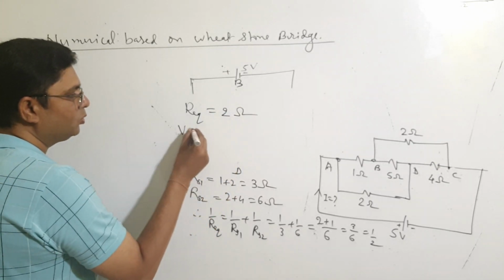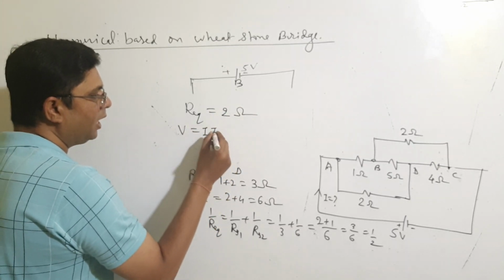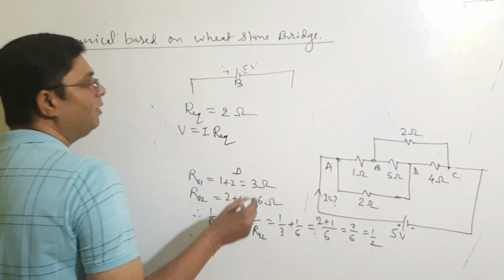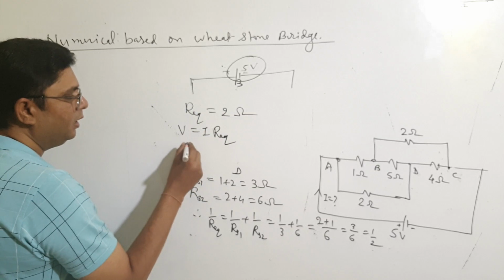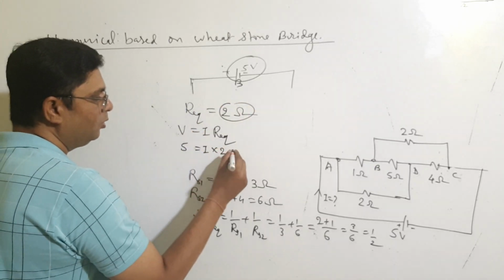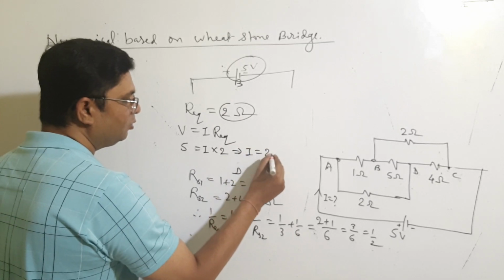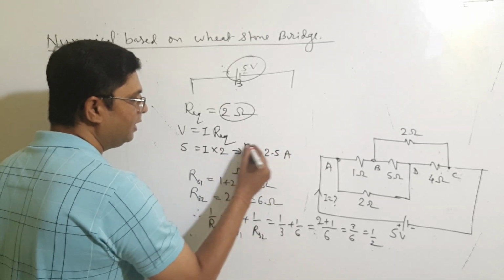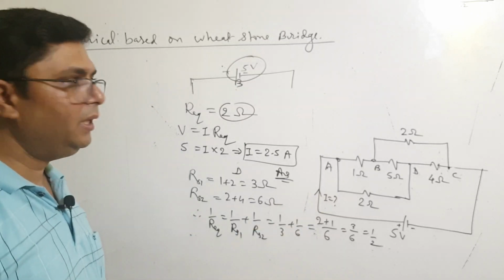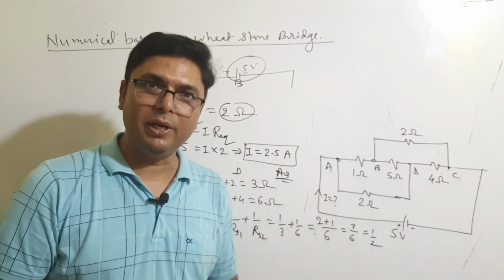Now according to Ohm's law, V equals I into R equivalent. What is the value of V? It is 5 volt here. And what is the value of R equivalent? It is 2 ohm. So what is I? I equals 2.5 ampere. The answer is 2.5 ampere. This is the Wheatstone bridge.